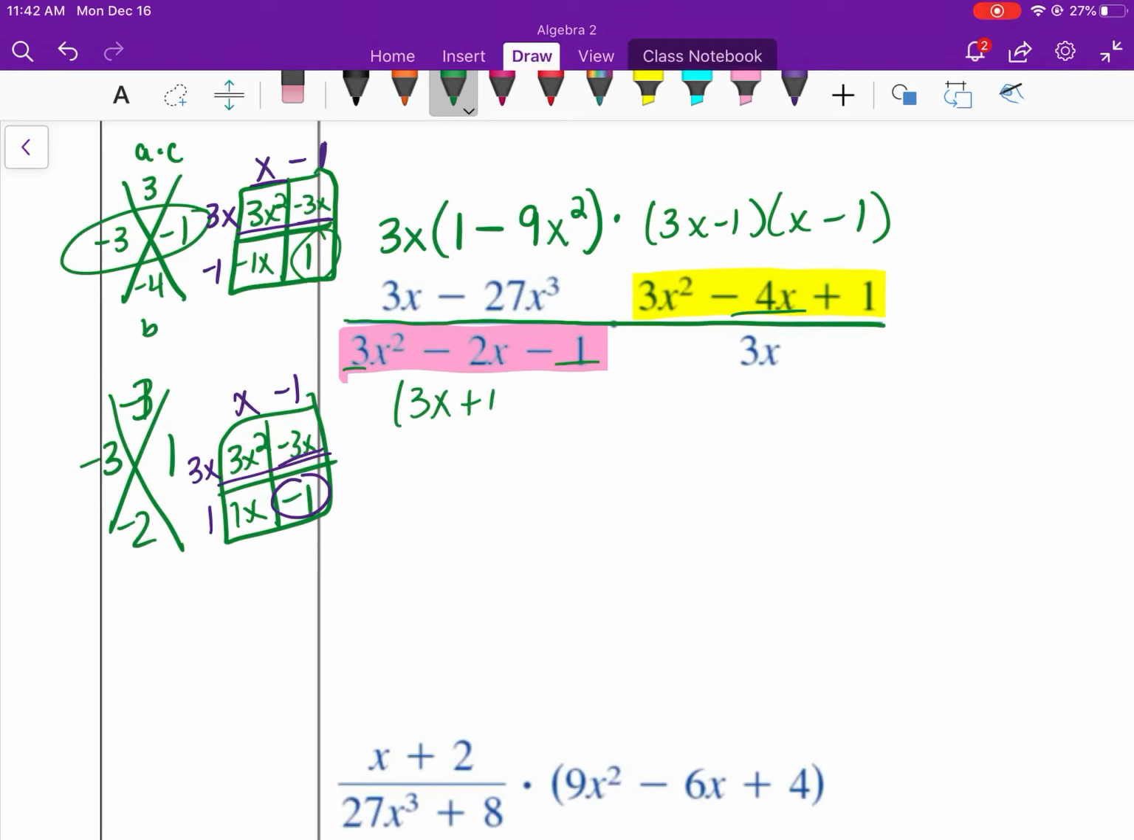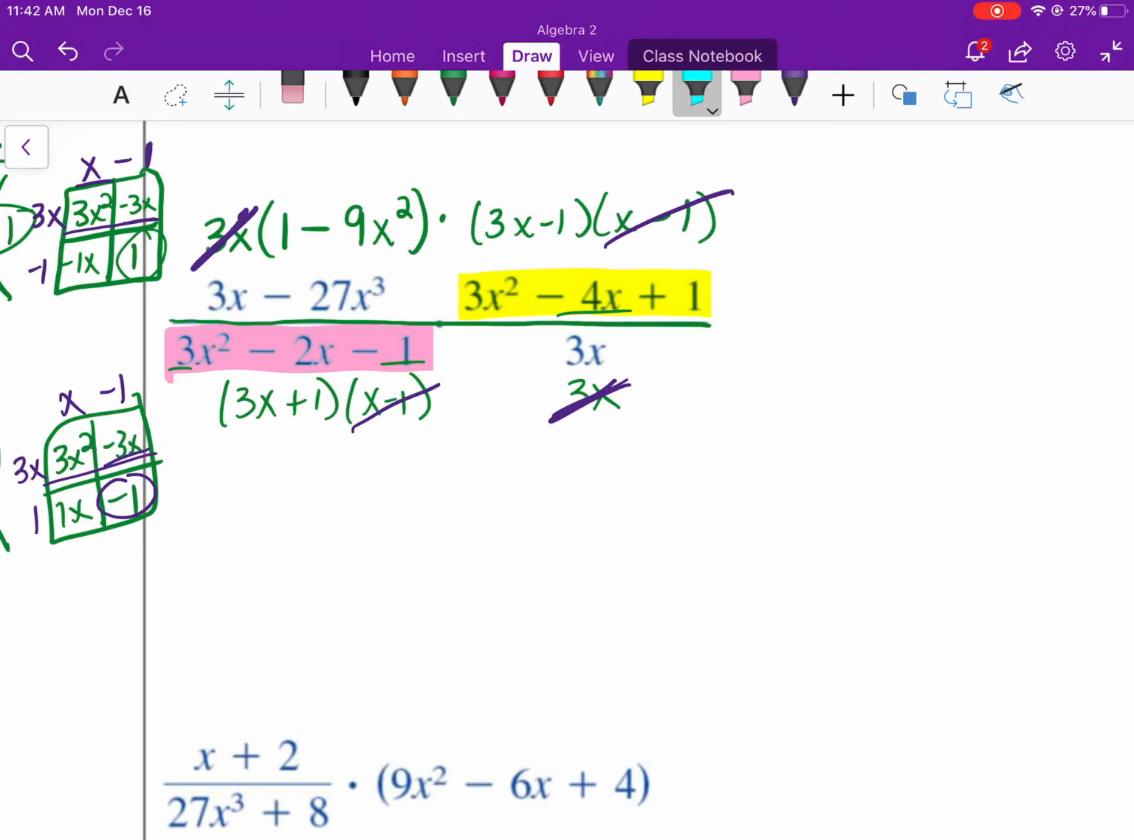So here I have a 3x plus 1 and an x minus 1. And then I just have a 3x for this one. So simplifying anything that's the same on the top and the bottom, I can take out a 3x right away and a 3x. And then I have an x minus 1 I can reduce. And that's it so far.